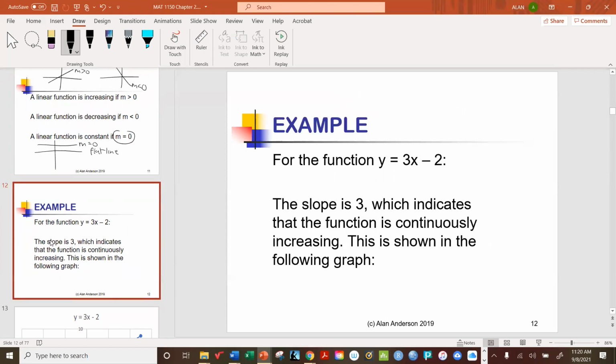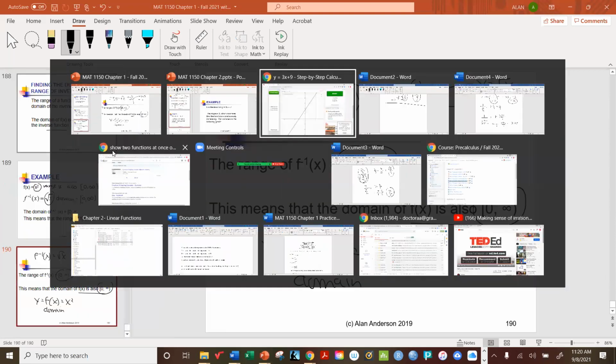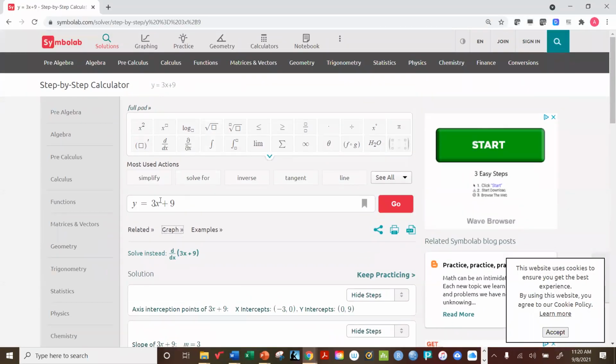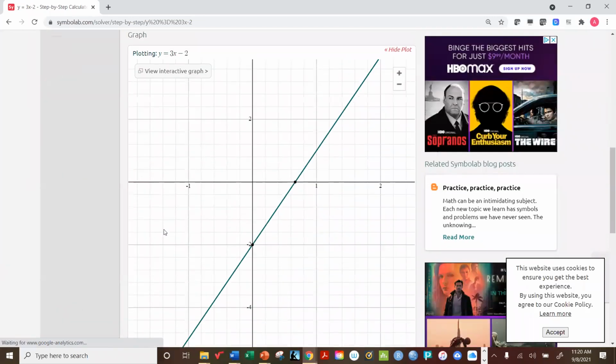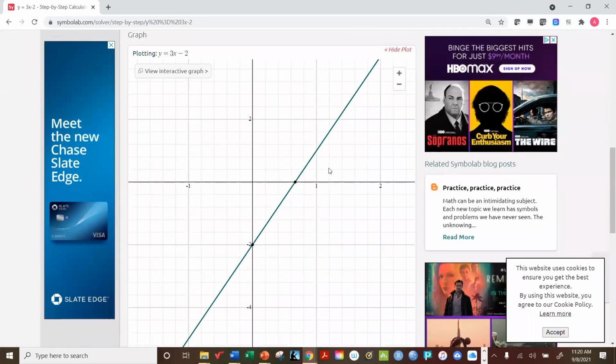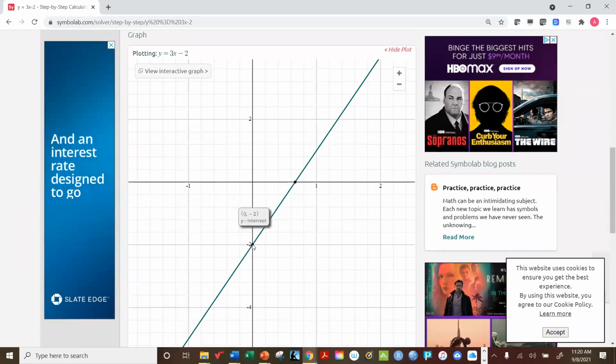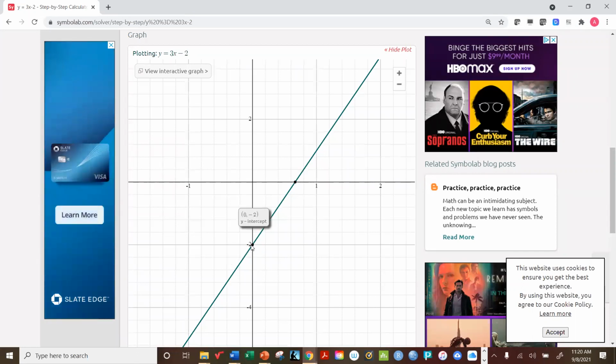Now let's look at this one, y equals 3x minus 2. Why don't we put it in symbol lab? 3x minus 2, very similar to the one I chose. And, well, what do you know? Now, first of all, the slope is 3. The intercept is -2 right there. Okay, so in other words, the vertical axis is where x equals 0, y equals -2. That's the intercept. Or at least we should say it's the vertical intercept.